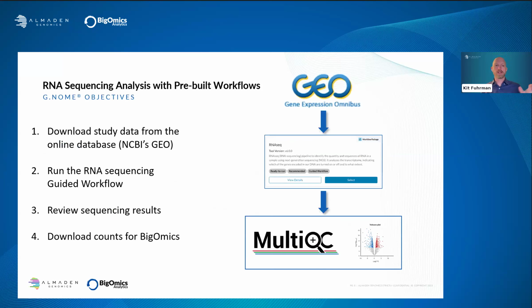So we're going to use this data set as an example to walk through the Genome platform. We're going to download the study data from GEO. So Genome allows you to pull in data from public sources. We're going to run the RNA sequencing guided workflow. And then we're going to review the sequencing results and, importantly, download those counts for BigOmics analysis.